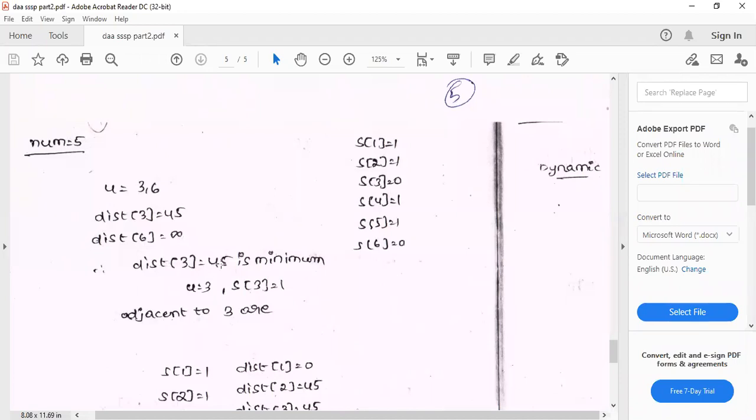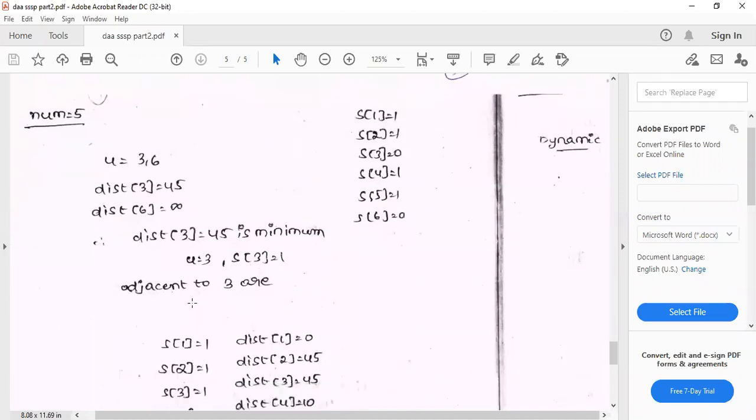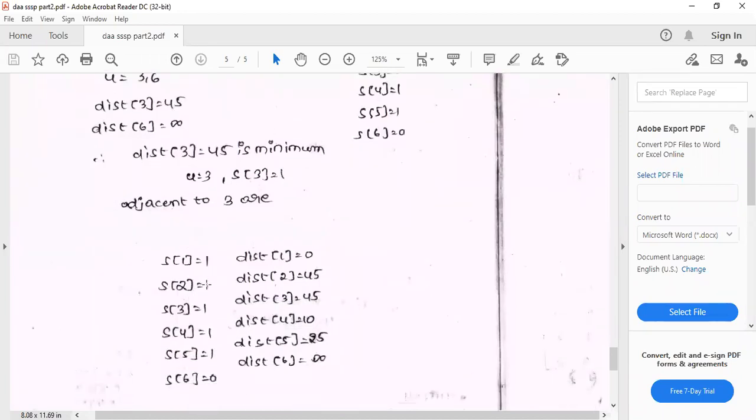So distance 3 is minimum 45. So S3 equal to 1, and update the distances. That is S1 equal to S2, S3, S4, S5, and S6 is not visited. Here distance 1 equal to 0, distance 2 equal to 45, distance 3 equal to 45, distance 4 equal to 10, distance 5 equal to 25, distance 6 equal to infinity.